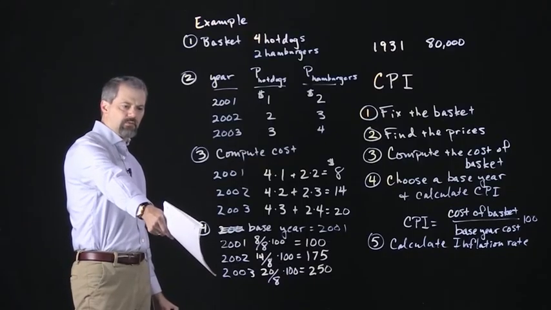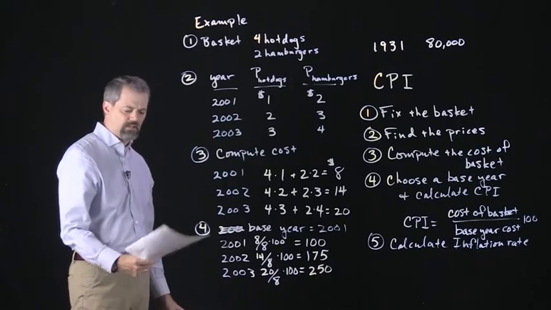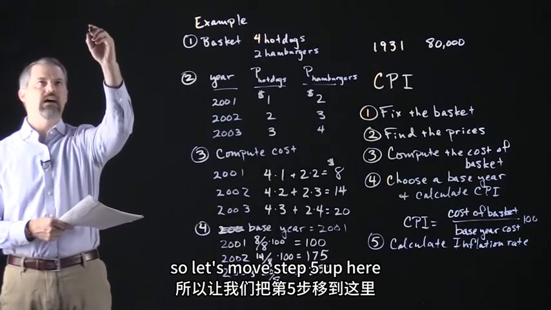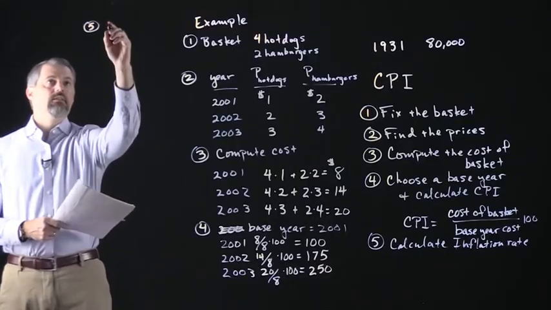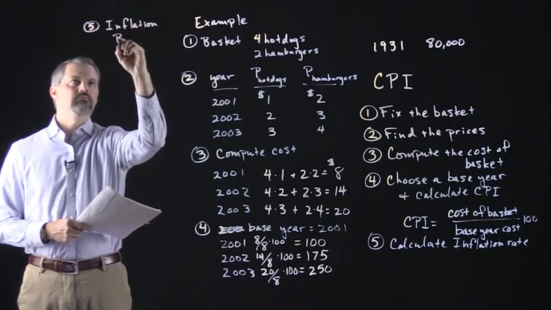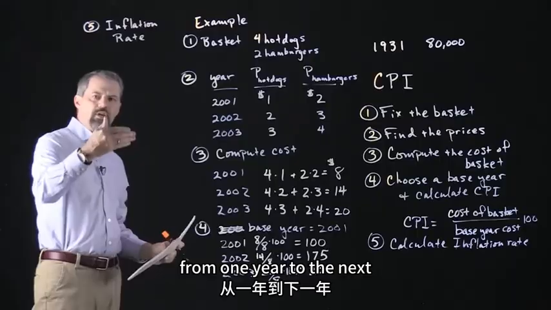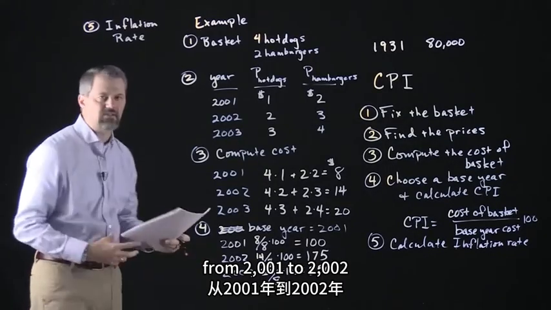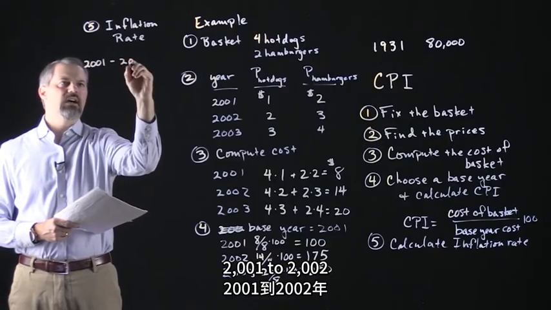Okay, so this is just a price index, just like that GDP deflator. Let's now figure out the inflation rate. So let's move step 5 up here. So step 5, we'll say inflation rate. Now we're going to be thinking about the inflation rate from one year to the next. So we can calculate the inflation rate from 2001 to 2002. Let's do that. 2001 to 2002.